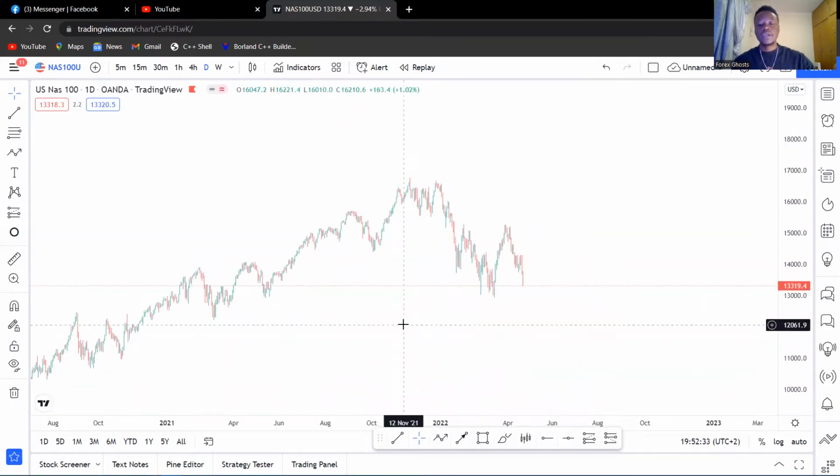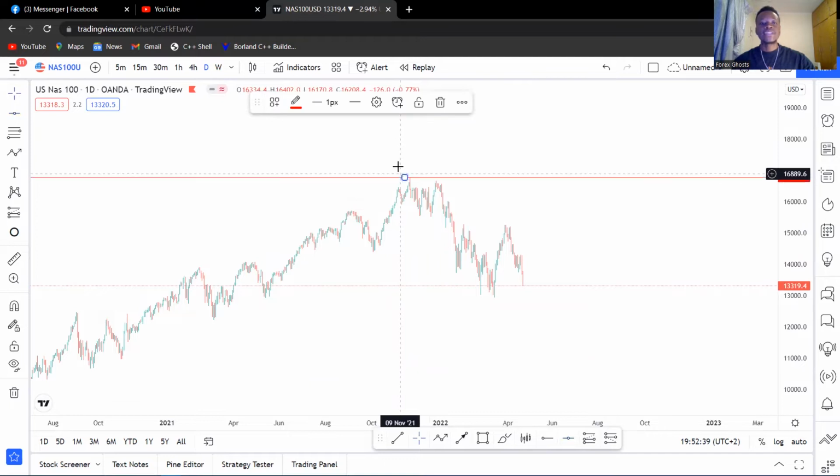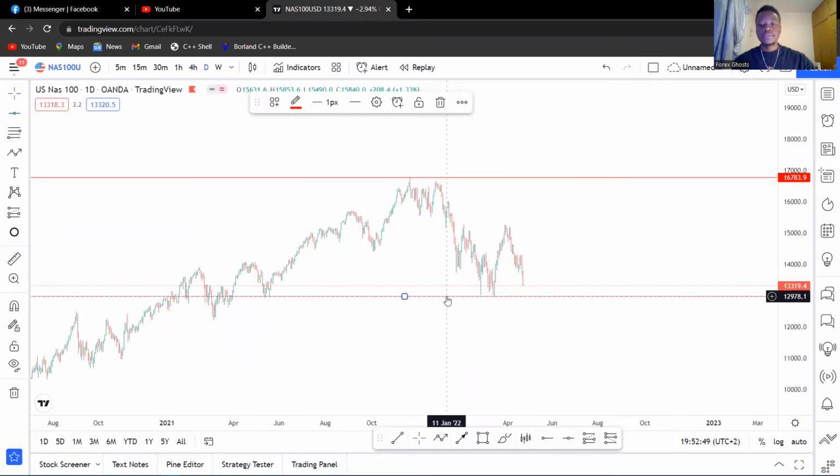So this is the chart of NAS 100. So what you're gonna do, we're gonna start by marking our major high. You know that I like to start analyzing using a daily time frame. So on a daily time frame, I mark my major high and my current low. So this is what we are having right now.